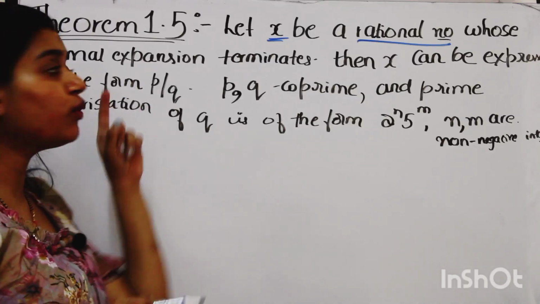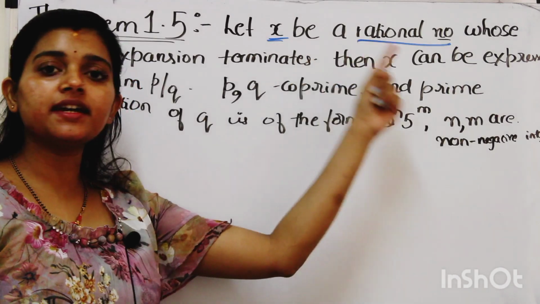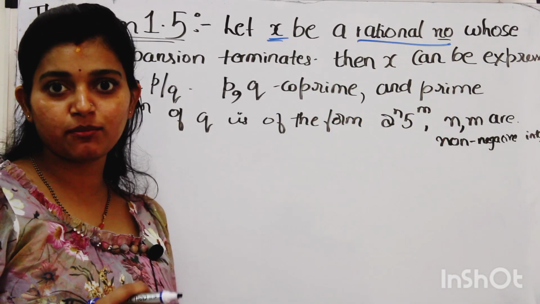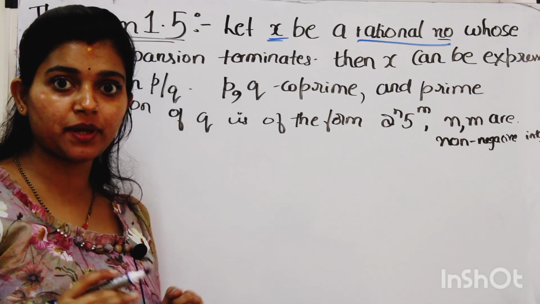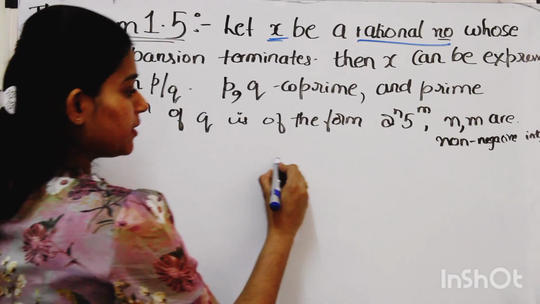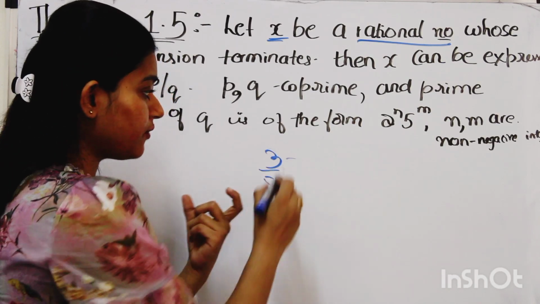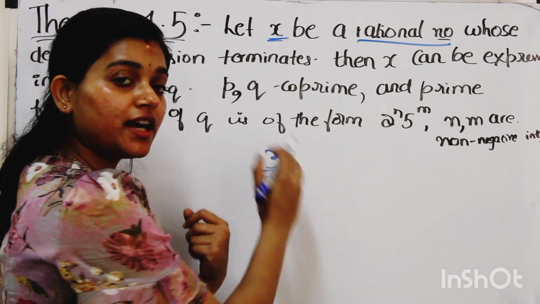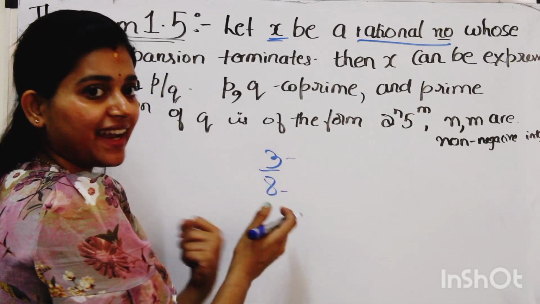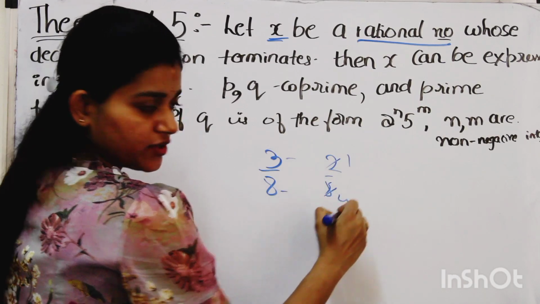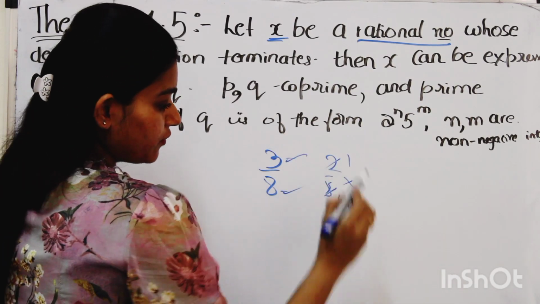Now theorem 1.5. Let x be a rational number. So you know what is a rational number? Rational numbers are in the form of p by q, where p and q are co-prime. For example, if you consider 3 by 8, there is no common factor between 3 and 8. It means you can't further divide 3 and 8, correct? If you consider 2 and 8, you can further divide, 2 ones are 2, 2 fours are 8. So this is not this type of number.